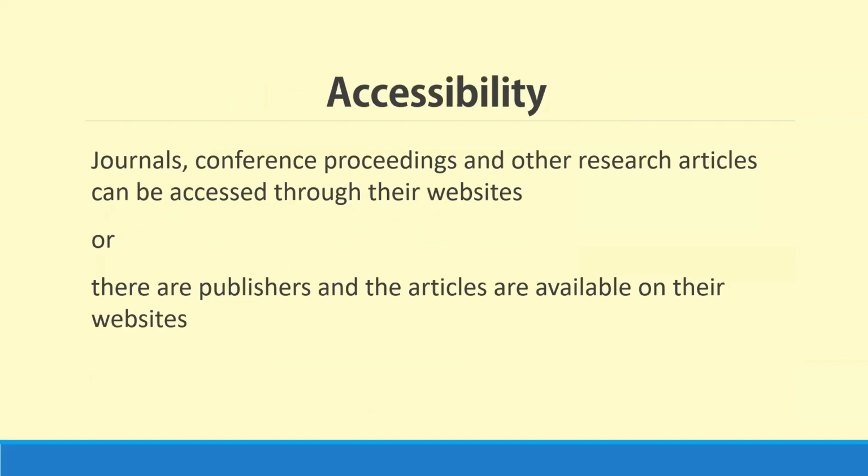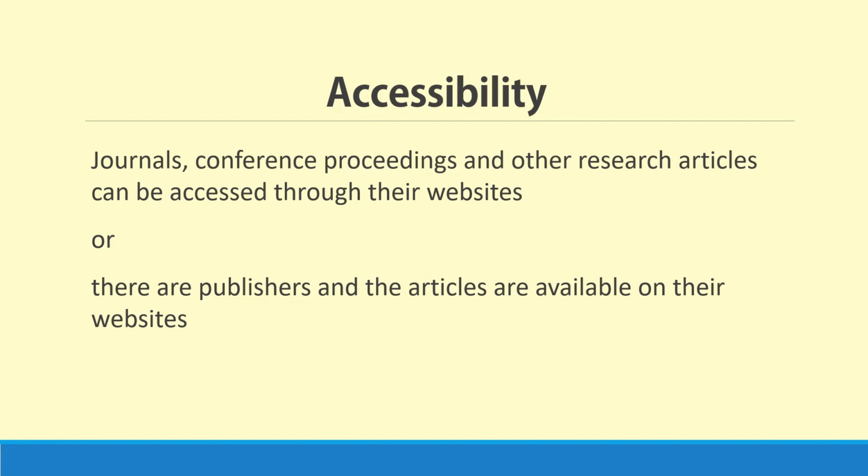So let's move on. And how can we access these? Books, journals, conference proceedings, and other articles. Most of them can be accessed through their websites. You don't always have to find the hard copy of it. Nowadays, everything is available on the web. Especially journals and conference proceedings are available on their official website.